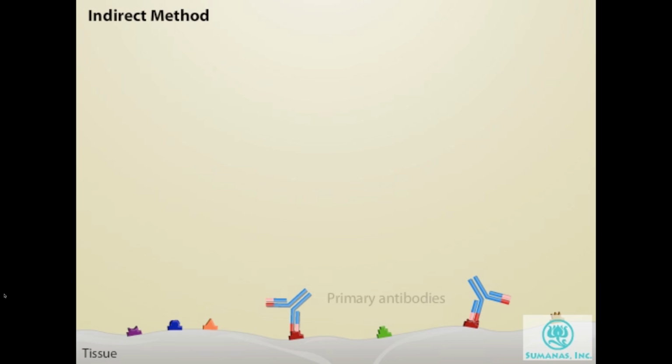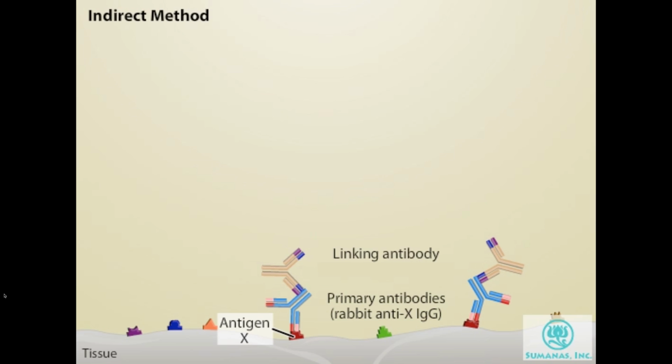In this example, the primary antibody is an IgG molecule made in rabbits that recognizes an antigen we will call antigen X. Thus, the antibody is called rabbit anti-X IgG. In the next step, a linking antibody that recognizes rabbit IgG molecules is added to the mixture. In this case, the linking antibody was produced by injecting rabbit immunoglobulins into another species, such as a goat. The linking antibody thus recognizes rabbit IgG. Note that after binding to the primary antibody, the linking antibody retains one free antigen binding site.